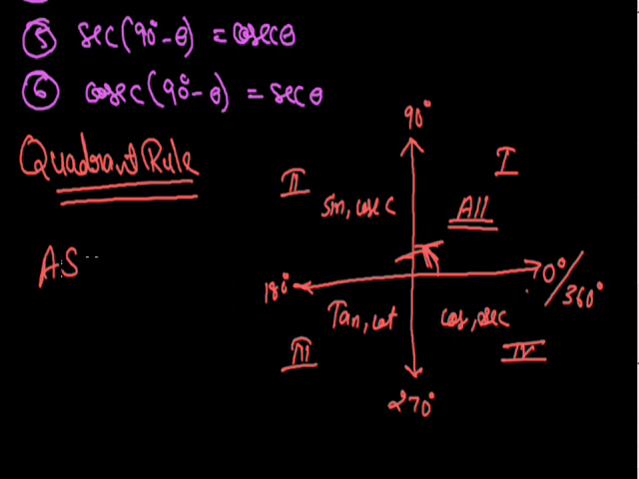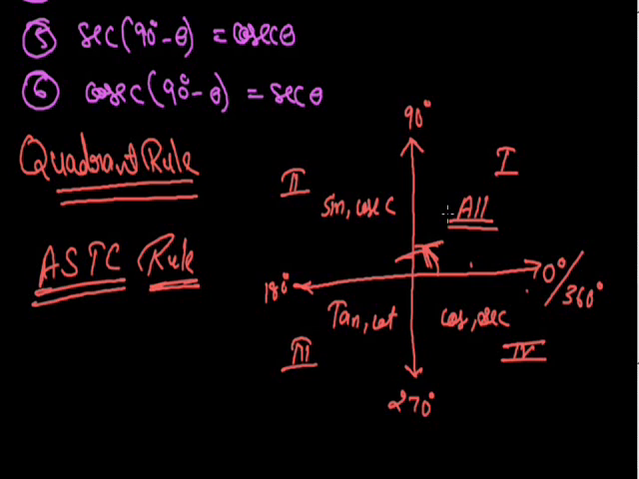We have the ASTC rule. That means in the first quadrant all are positive. In the second quadrant only sine and cosec are positive. In the third quadrant tan and cot are positive. And in the fourth quadrant cos and sec are positive.